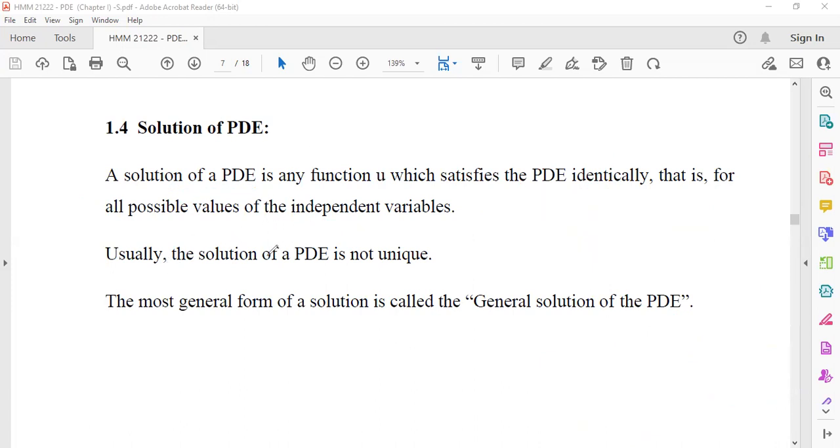Also, usually the solution of a PDE is not unique. See here. But in the ODE, we are dealing with one variable only, x or y or anything. Only one variable.